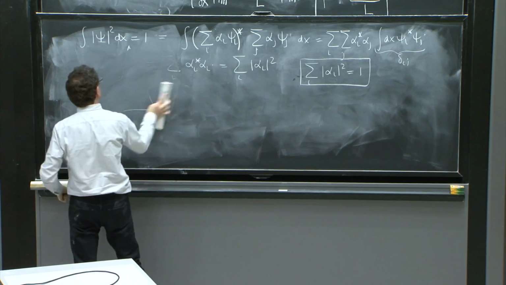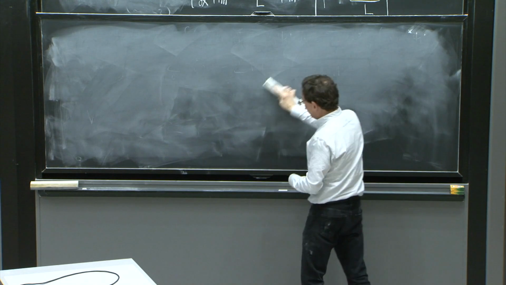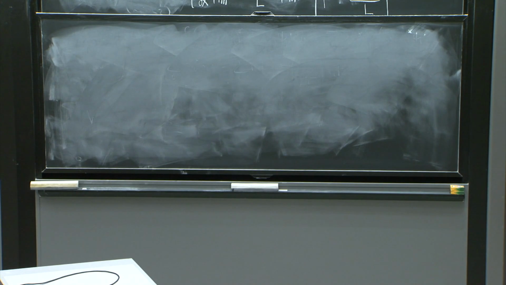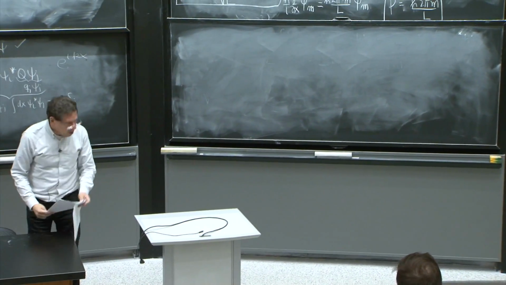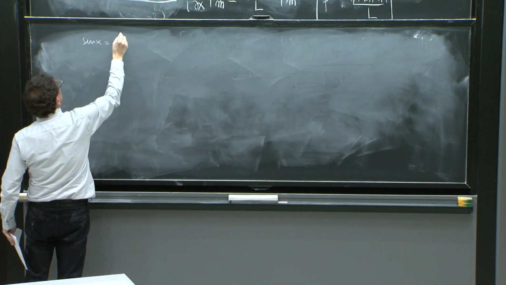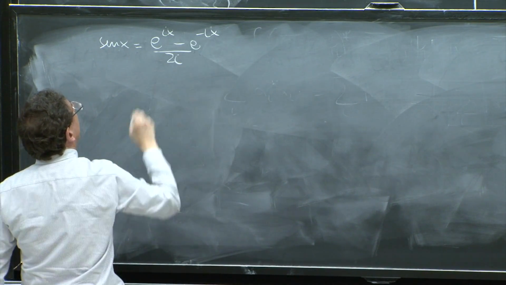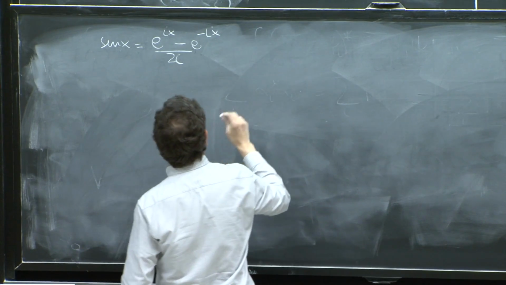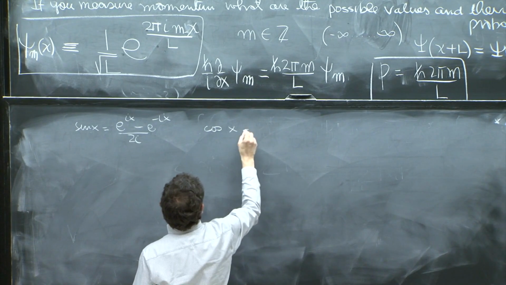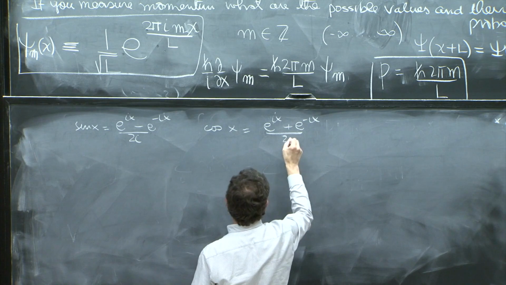I'll do it in a second. In fact, maybe I'll leave a little space there and you can check the algebra or you can see it in the notes. But you know what you're supposed to do. Sine of x is e to the ix minus e to the minus ix over 2i. So you get these things converted to exponentials. And the cosine of x is equal to e to the ix plus e to the minus ix over 2.